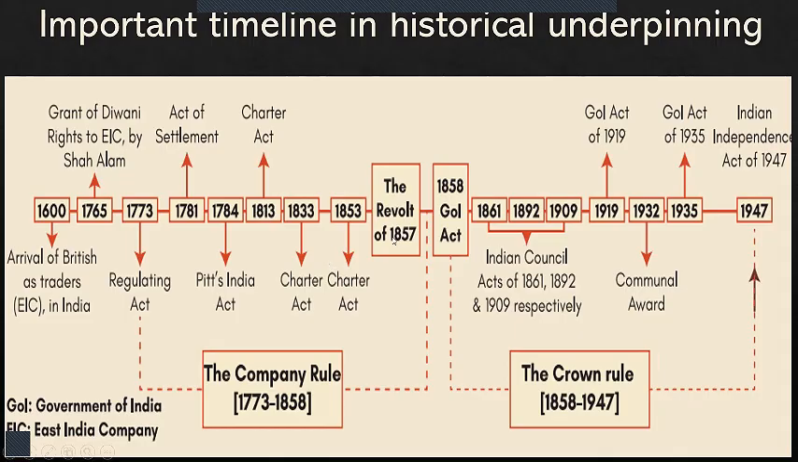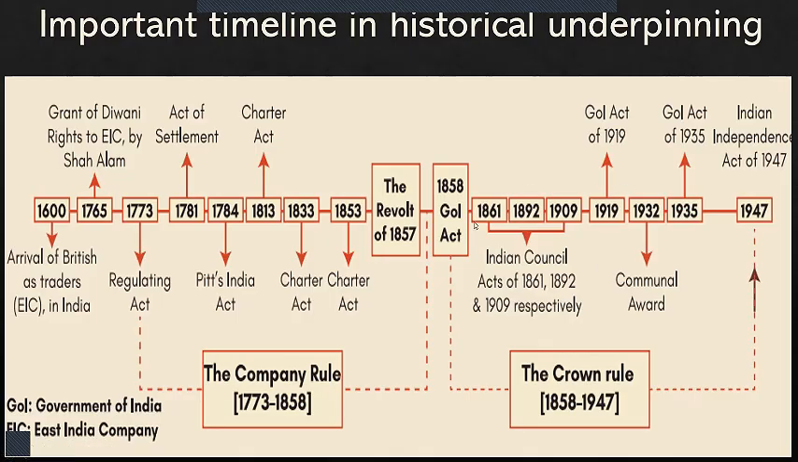Then the revolt of 1857 took place. Then the Crown Rule took over by the 1858 Government of India Act. Then we have three Indian Councils Acts of 1861, 1892, and 1909 respectively. Then we have the 1919 Government of India Act. Then the 1932 Communal Award. Then the Government of India Act of 1935. And in the last, in 1947, we have our Independence Act.